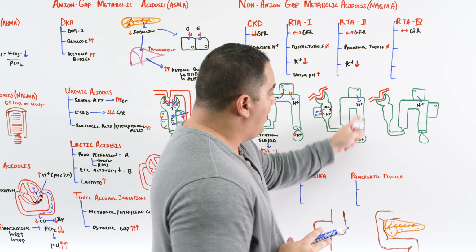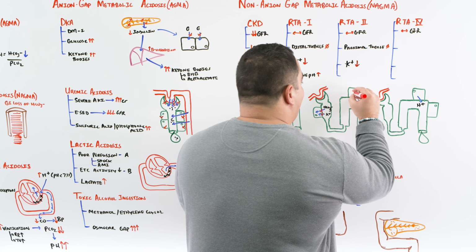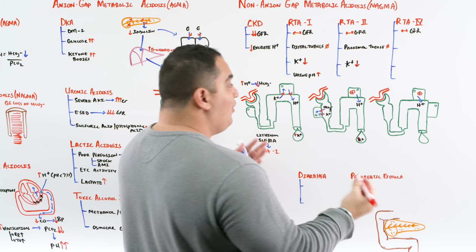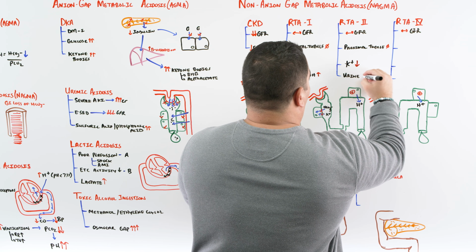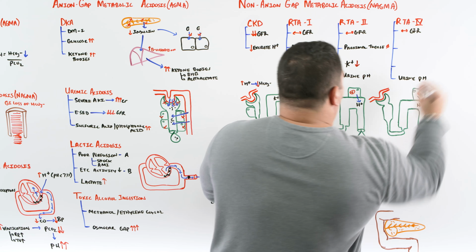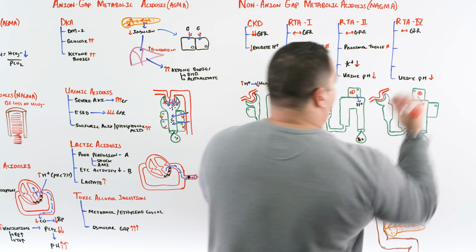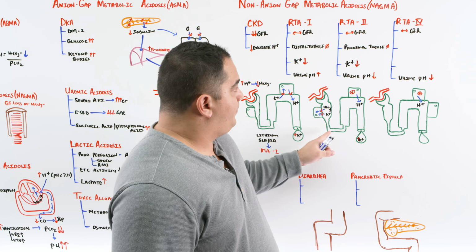Because of that, am I able to acidify the urine? Yeah. So since this is okay, my urine pH should be low for both of these, and that actually helps in differentiating these from one another. All right, cool. So low urine pH, less than 5.5, low urine pH, less than 5.5. So that's RTA2.